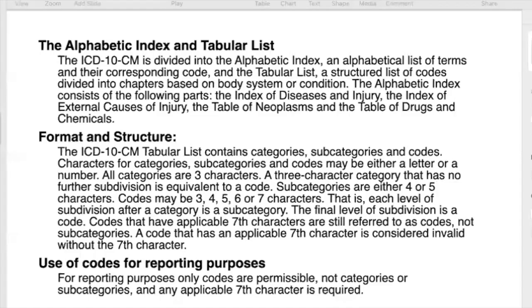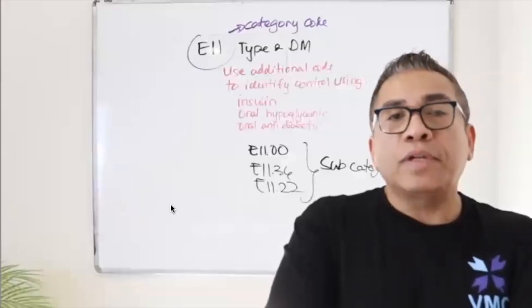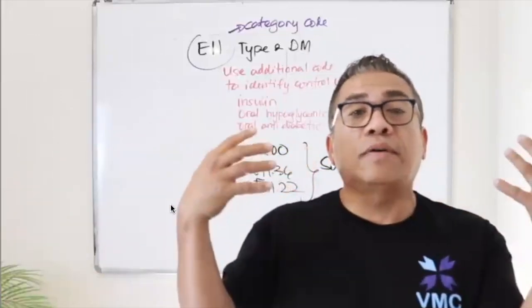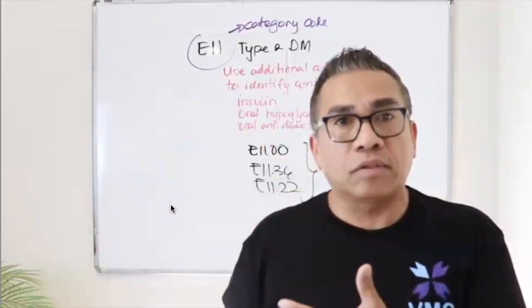Okay, now let's move on. Use of codes for reporting purposes. For reporting purposes, only codes are permissible, not categories or subcategories, and any applicable 7th character is required, which means that when you're reporting a code, guys, do not settle with subcategories if the code demands more expansion.